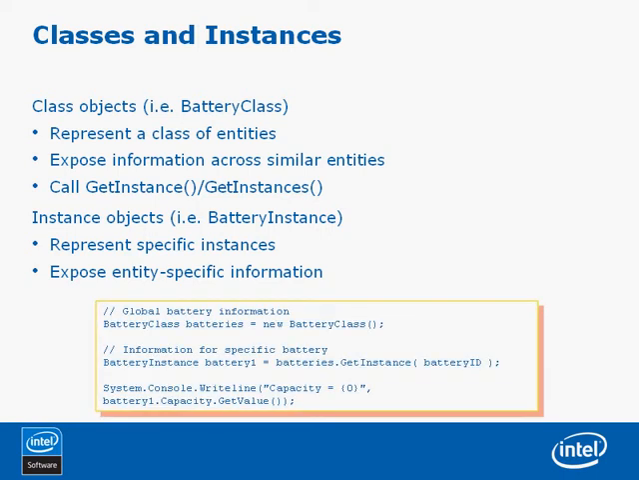The code sample demonstrates obtaining the battery class object, then retrieving a specific battery instance. The ID for the instance would need to be retrieved previously, most likely by iterating through a collection of instances or presenting a list to a user. Finally, the capacity of the battery is emitted to the console.